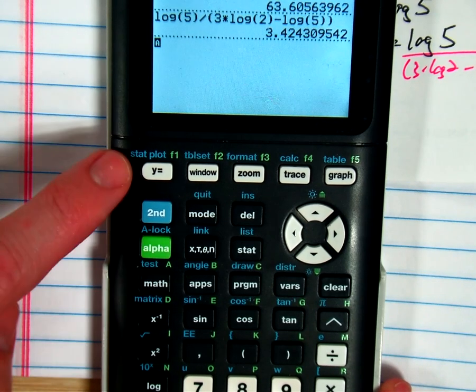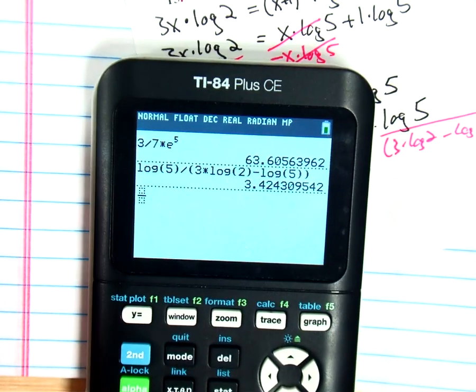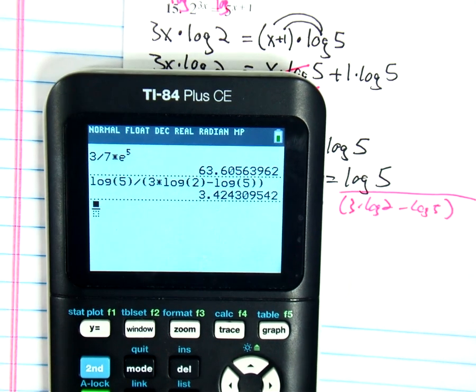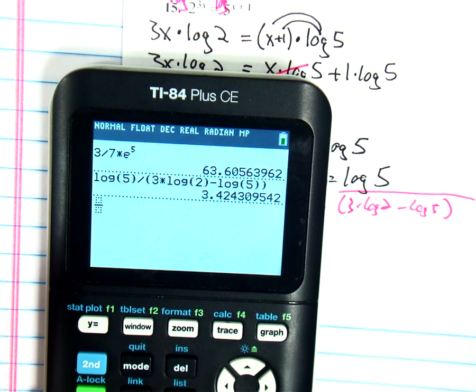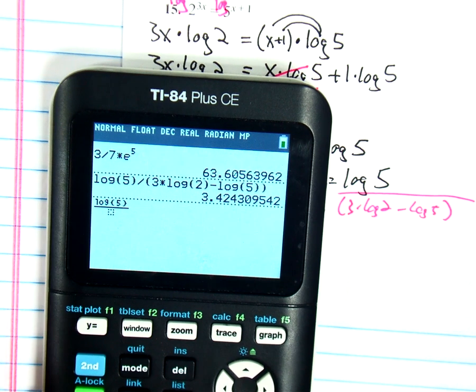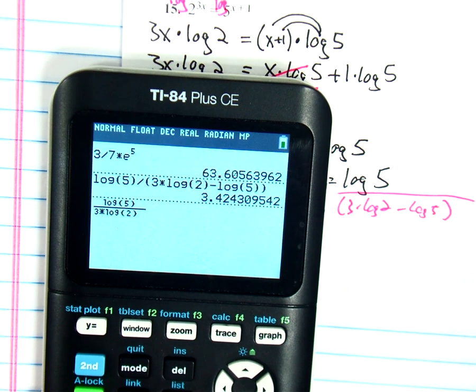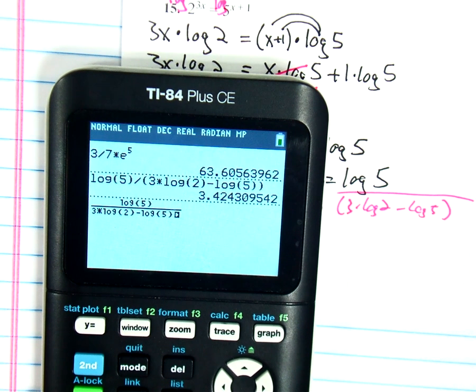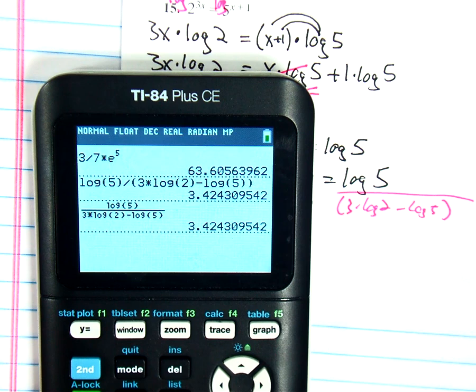You can also use your fraction bar. Okay, now you got a fraction bar. It really just eliminates the parentheses around the denominator, because the fraction bar is going to automatically do that and separate them out. So we have log of 5 on the top, close those parentheses, drop down 3 times log 2, close the log, minus log of 5, close that log. Got to close those log parentheses. Okay, 3.424.